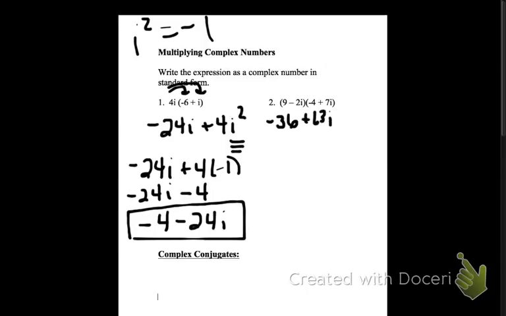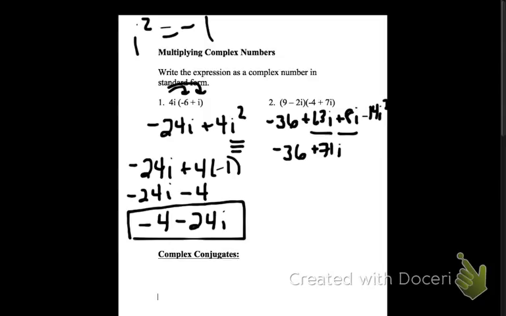Negative 2i times negative 4 is positive 8i. And negative 2i times positive 7i is minus 14i squared. Combining our like terms in here, we're going to add 63i and 8i, which is going to give us positive 71i. And again, we have to substitute that negative 1 in for i squared.